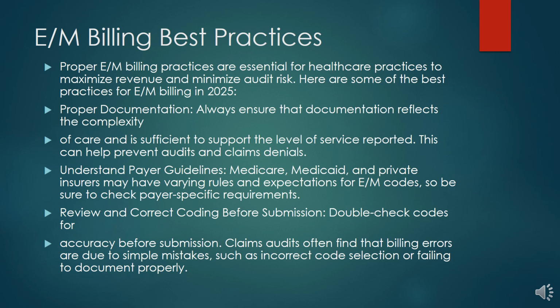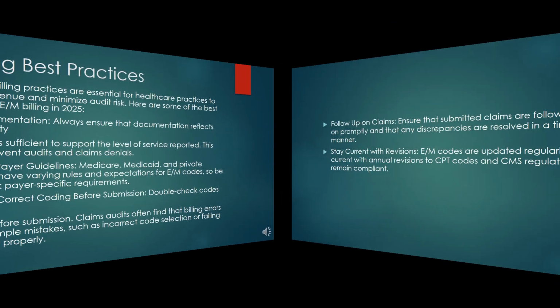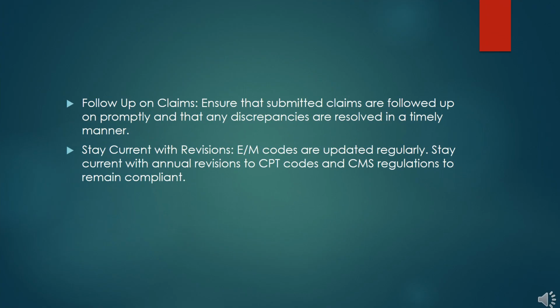Review and correct coding before submission. Double check codes for accuracy before submission. Claims audits often find that billing errors are due to simple mistakes, such as incorrect code selection or failing to document properly. Follow up on claims. Ensure that submitted claims are followed up on promptly and that any discrepancies are resolved in a timely manner. Stay current with revisions. EM codes are updated regularly. Stay current with annual revisions to CPT codes and CMS regulations to remain compliant.